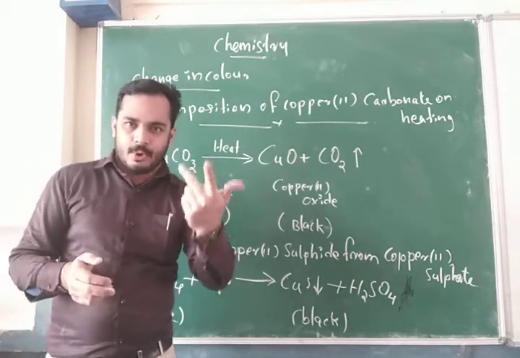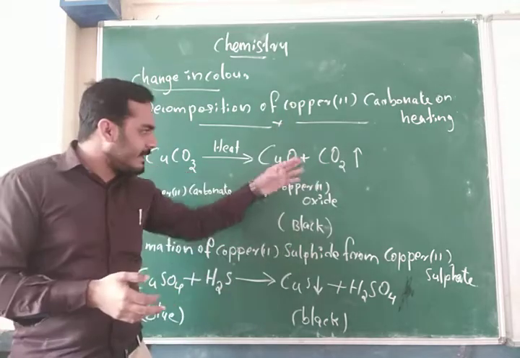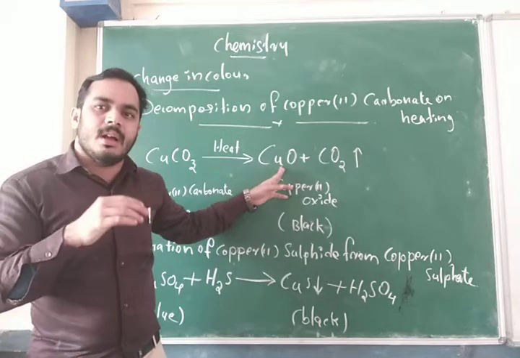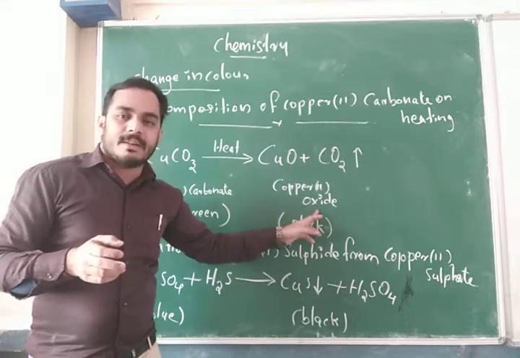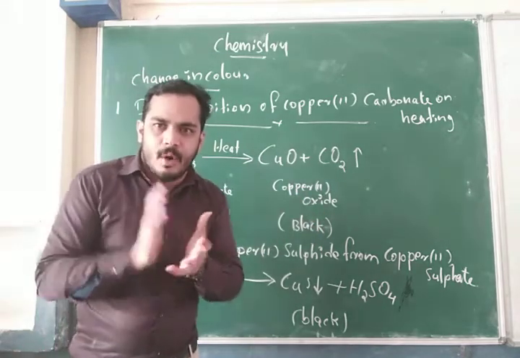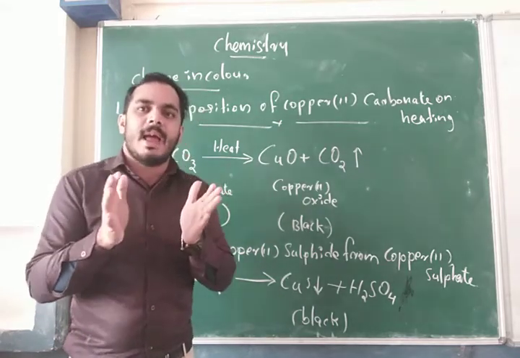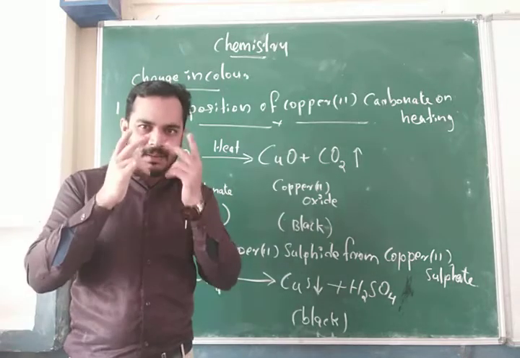First of all, we get two products. First one, carbon dioxide is liberated. And second one, on heating we get a residue. That residue is called copper oxide. So what is the color of copper oxide? That residue, copper oxide, is black in color. So here it is easy to identify. It is very clearly visible.